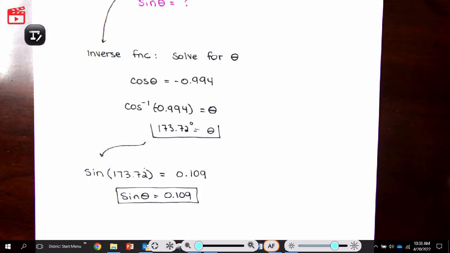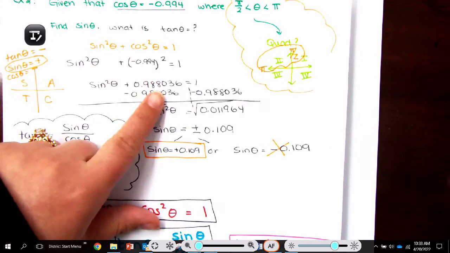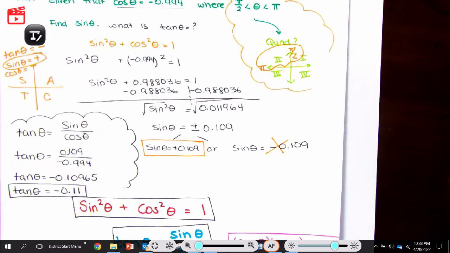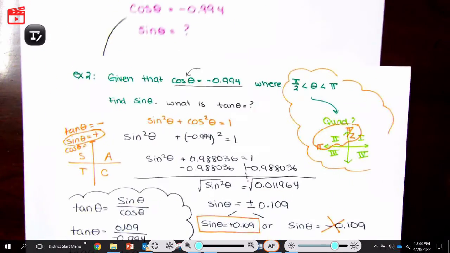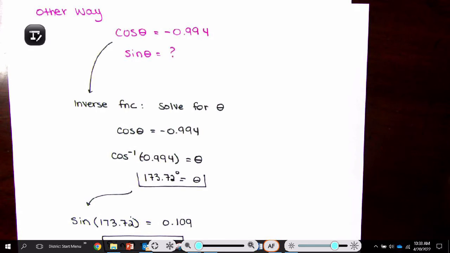The important thing is to make sure you're reading the directions. If they are asking you to use the Pythagorean identity, you have to do it this way. If they are just asking you to solve for sine of theta, then you can use any method you like. And if you choose to use inverses, you can.